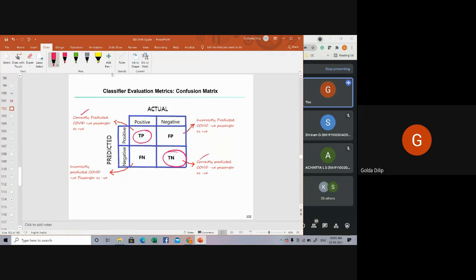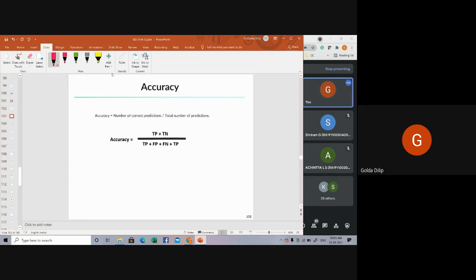So accuracy is basically the number of correct predictions divided by the total number of predictions. I hope you remember the formula: TP plus TN divided by TP plus TN plus FP plus FN. Some textbooks show it as TP plus TN divided by positive plus negative. Positive is TP plus TN and negative is FP plus FN. Both are the same.